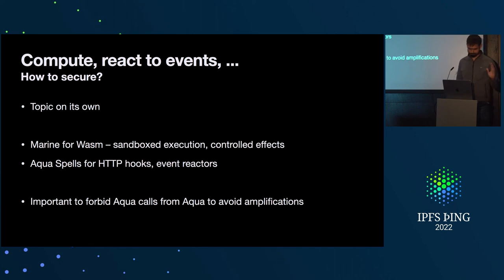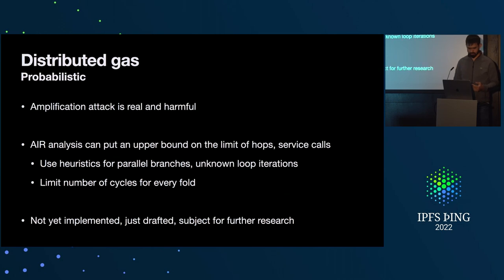So we'll tell nothing about that right now. A very important thing when we design all this is to forbid Aqua calls from Aqua to avoid amplification. If you can have a detached Aqua call triggered by Aqua, or if you can call Aqua from a service which is called by Aqua, it's super easy to create an infinite untraceable load on the network. So by any means, we are trying to forbid this, unless the peer is super crazy and allows it explicitly. Especially, we are trying to avoid it.